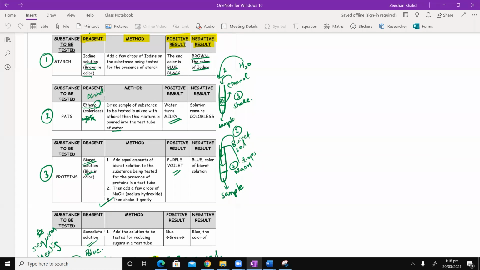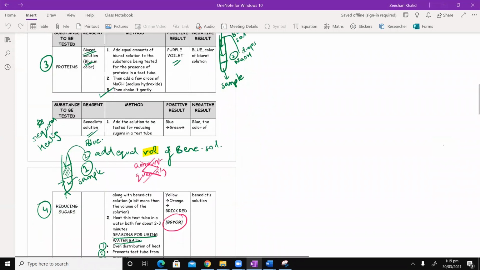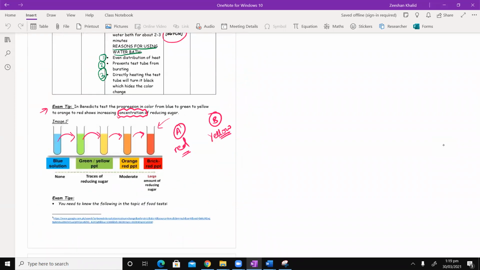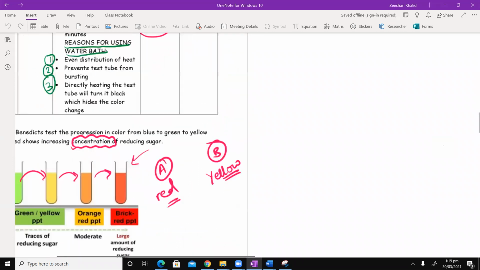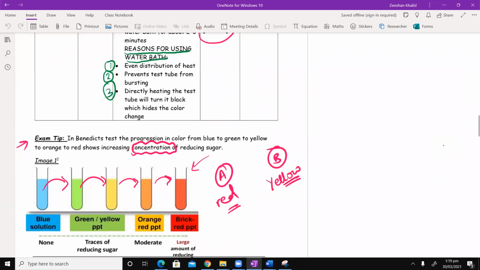Okay. Out of all of the three tests, it's only the reducing sugar test जहाँ पे heating required होती है. Why do we require heating? The reasons for, and why do we use a water bath? I want you to look at these 3 points that you can see on the text above the screen. Reasons for using water bath is because heat की even distribution होती है. It prevents the test tube from bursting.